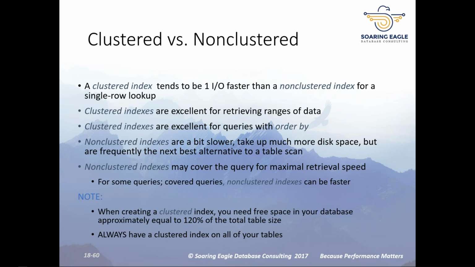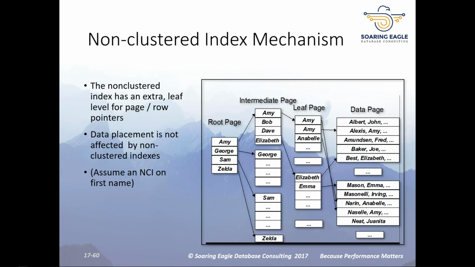So, clustered index tends to be 1 IO faster. We talked about ranges of data. We can use the index to avoid order by. The clustered indexes are a bit slower. Index covering is very fast. You do always want to have a clustered index on your table.